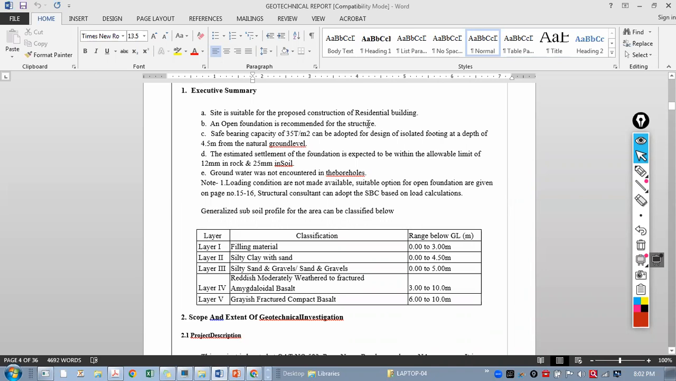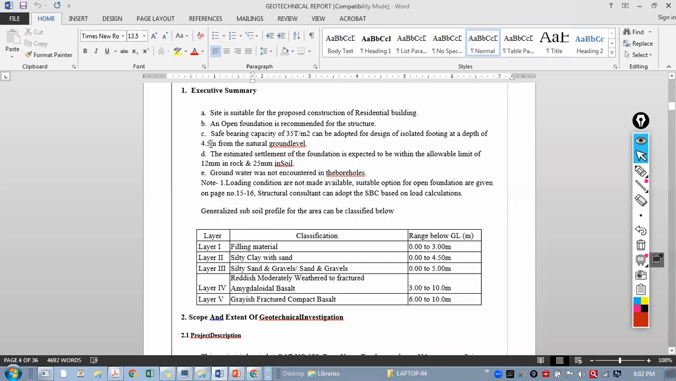Open foundation means isolated footings. The safe bearing capacity is 35 tons per meter square. Generally they give the SBC in ton per meter square, so if you multiply by 10, it will be 350 kilonewton per meter square SBC. And they are giving isolated footing at a depth of 4.5 meters below the ground. So the level of hard strata is 4.5 meters below the ground. For your project, we can say 4.5 meters is the hard strata level for this SBC.